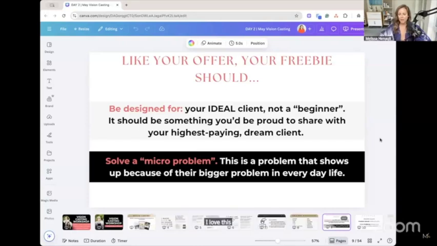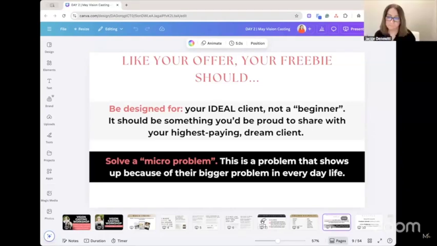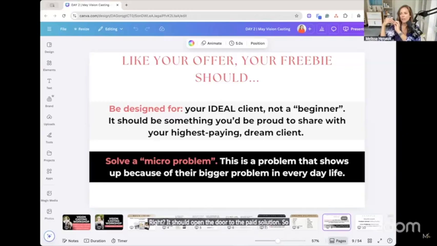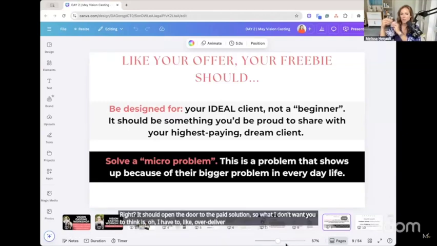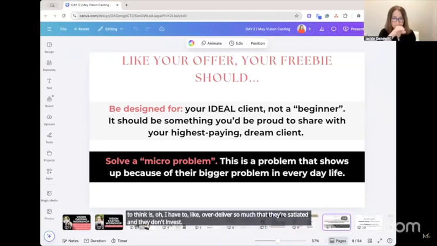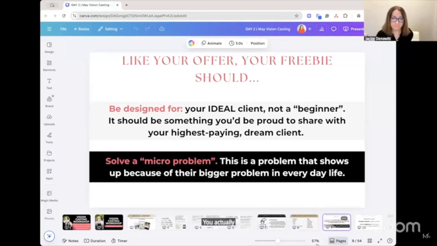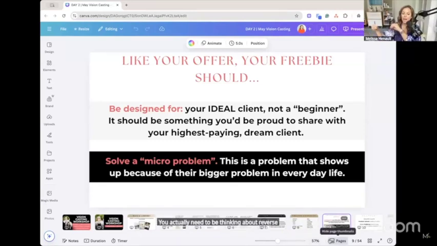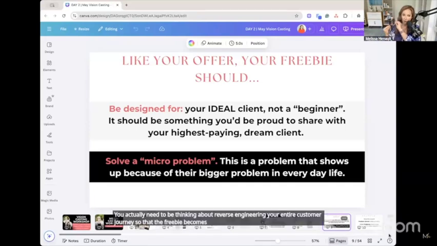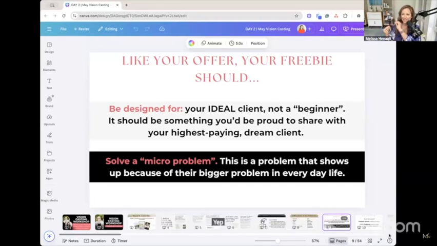I just wanted to piggyback on that. What I want you all to envision is that solving this micro problem should open the door to your paid solution. Yeah, right? What I don't want you to think is that I have to over-deliver so much that they're satiated and don't invest. You actually need to be thinking about reverse engineering your entire customer journey so that the freebie becomes a breadcrumb all the way to the bank, right?